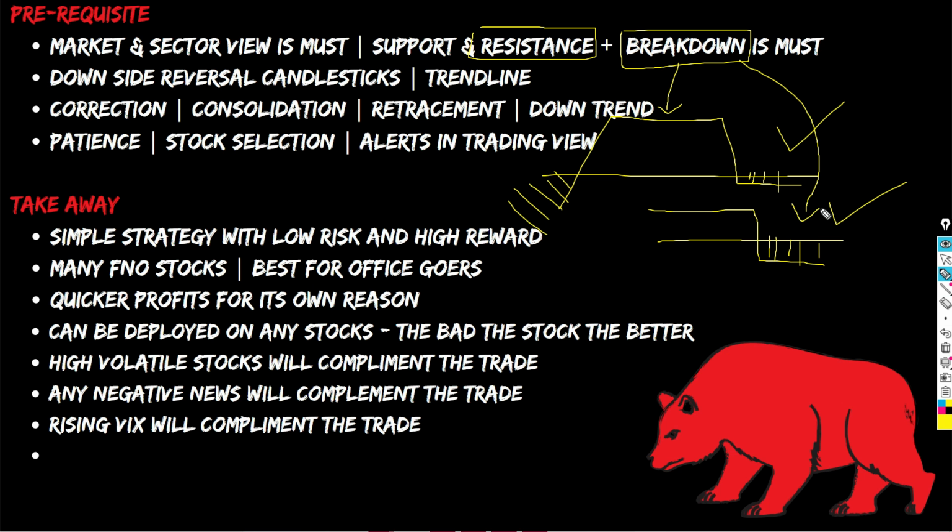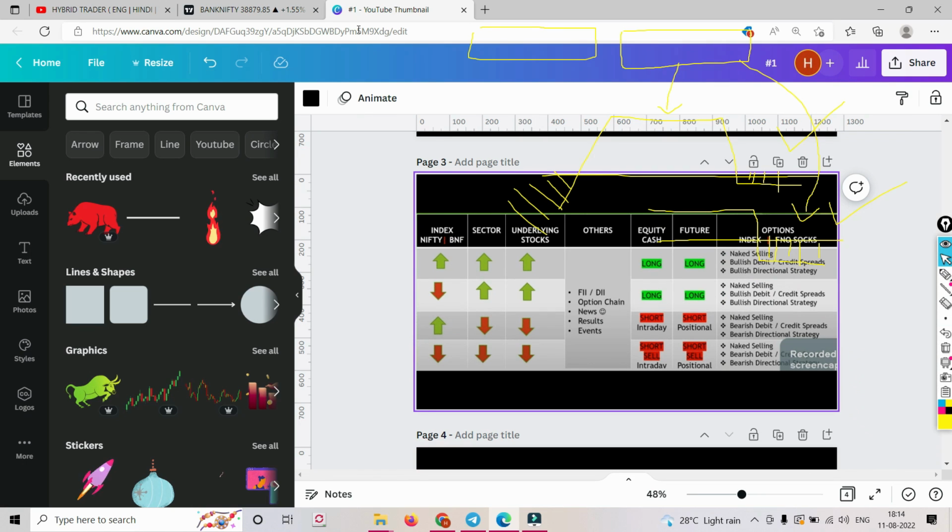And what did I say? Whenever the market makes a down movement, the VIX will increase like anything. That increasing VIX will give you the profit. Okay, let me quickly show you one example if I can.